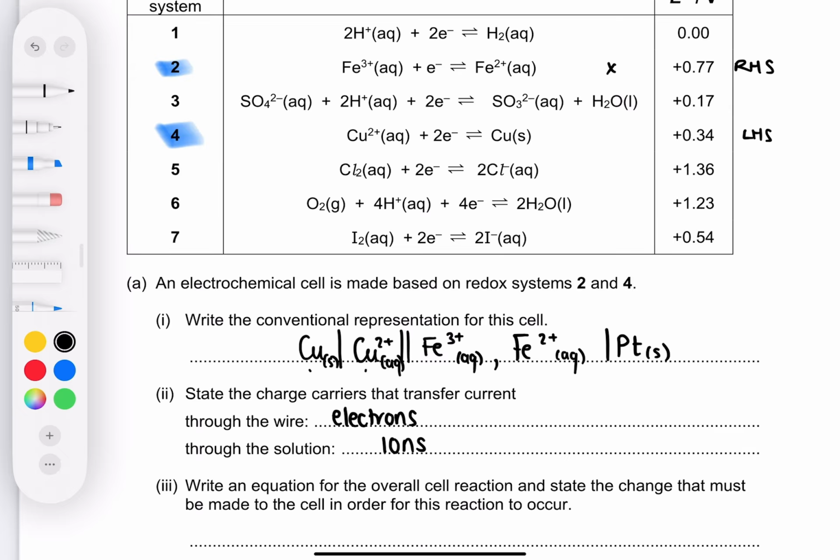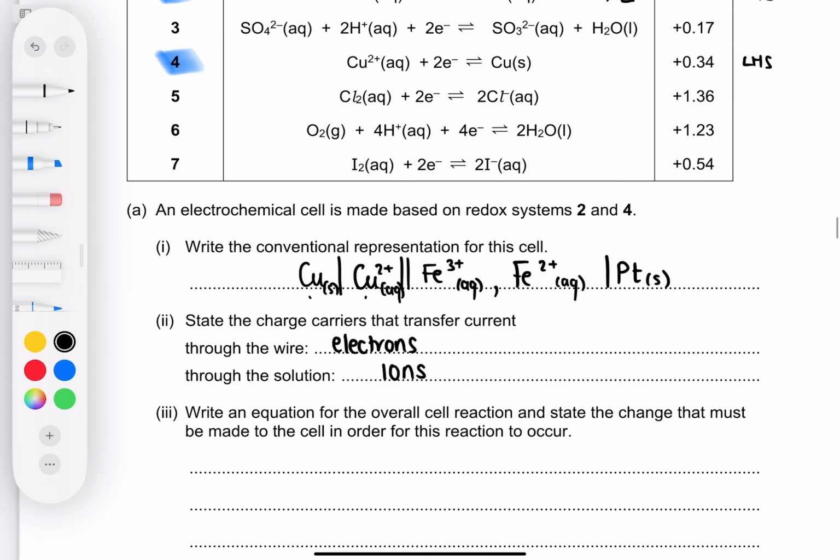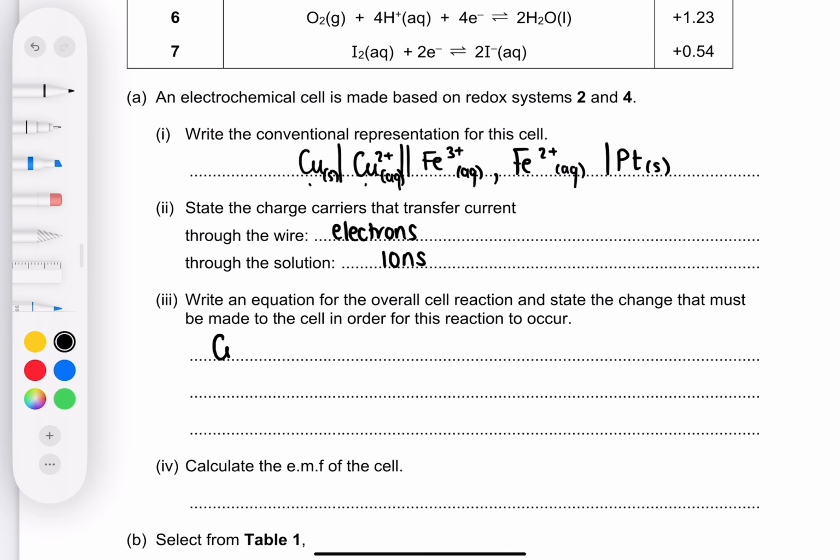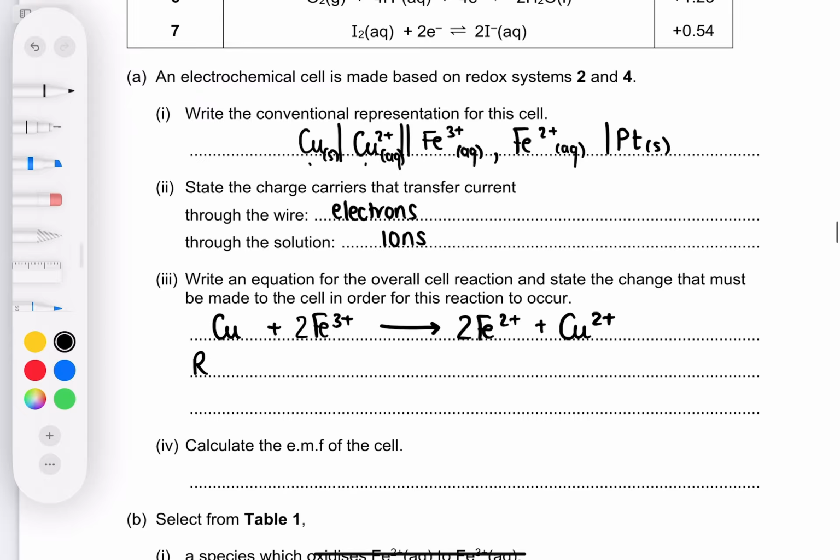backwards. We are going to have to double this top one to make them both have 2 electrons. So we're going to have copper from the backwards reaction reacting with 2 Fe3+, going to go to 2 Fe2+ and a Cu2+. And if we check the charges, we can see we've got 6+ on each side. If we actually want this reaction to happen, we need to remove the voltmeter and replace with something that will allow current to flow.